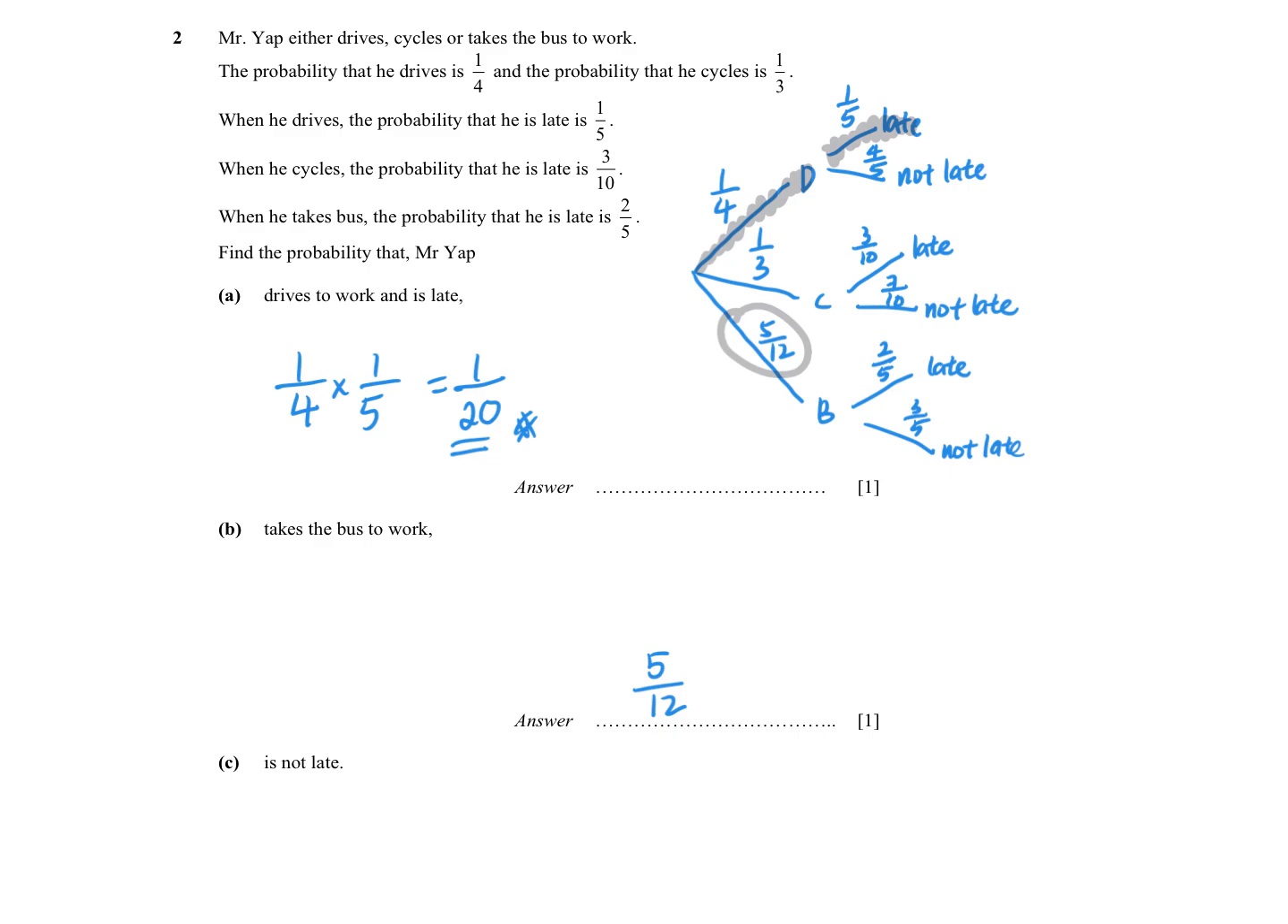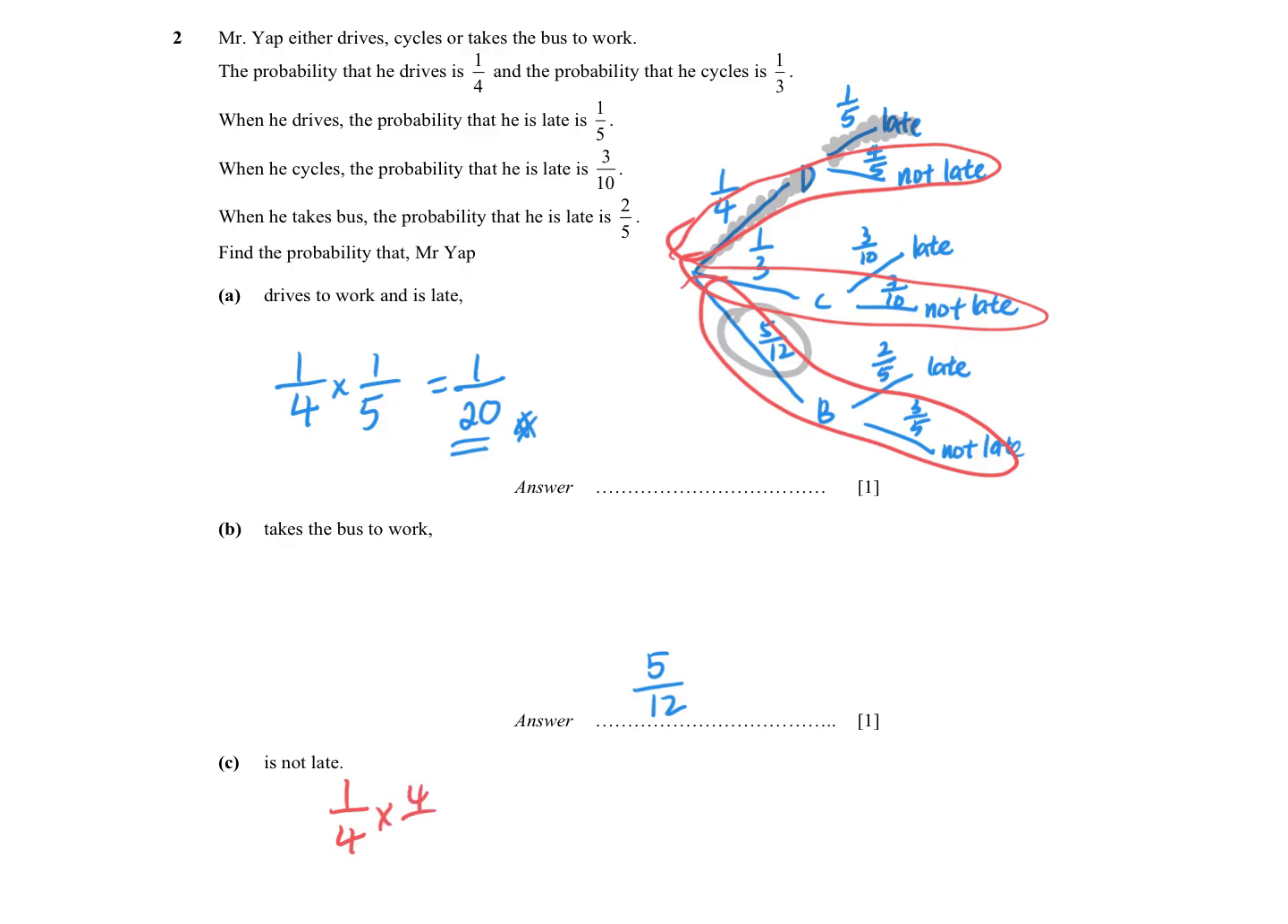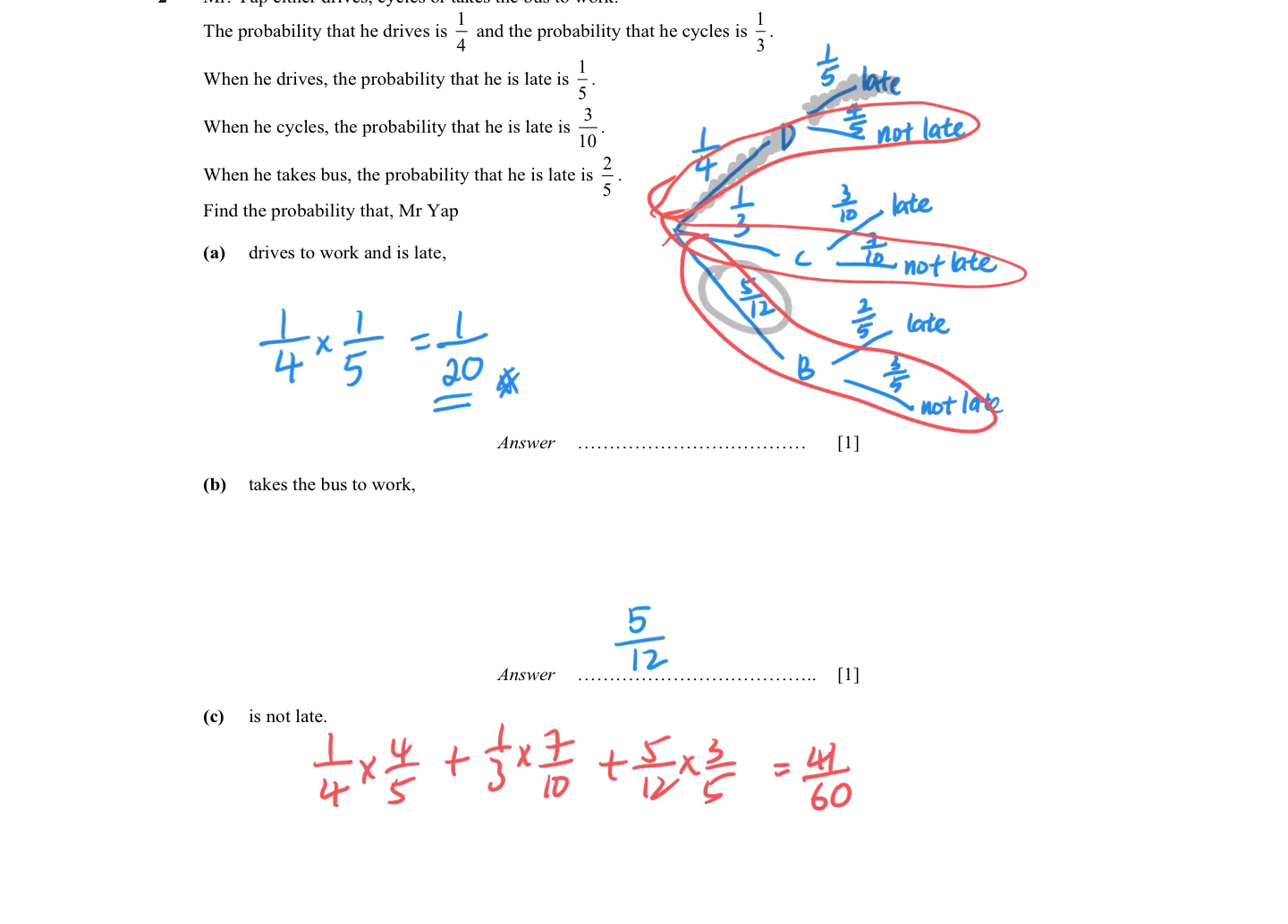Then the last one is I don't care which option they take, but I want the option where he will not be late. So not late, and not late: 1/4 times 4/5, 1/3 times 7/10, and 5/12 times 3/5. So you will get the answer. Okay, that's it. If you see this kind of question in the exam, you'll be happy. Why is everything 1 mark? Because it's an easy one.